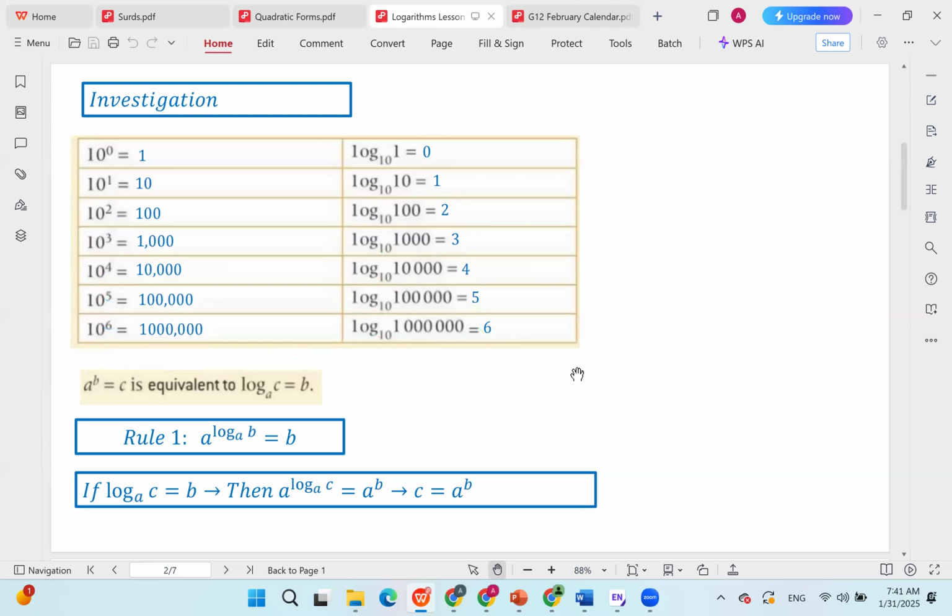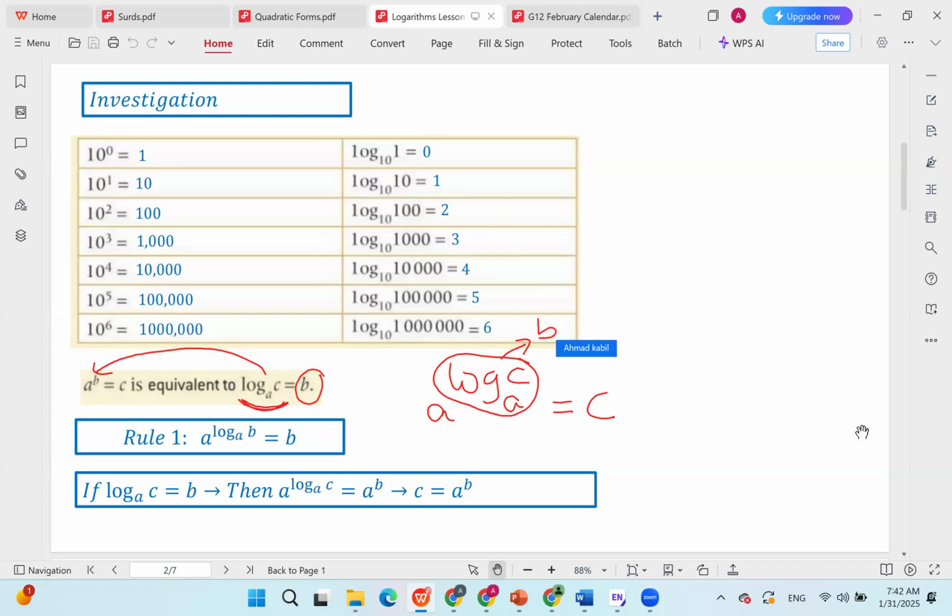Now, we are going to use this rule to create an even more important rule. What if we decide to take the equivalent of B here, which is log base A C, and put it instead of this B over there? What do we get? So we get A to the power of log base A C equals C. Again, this here is the substitute for the letter B.